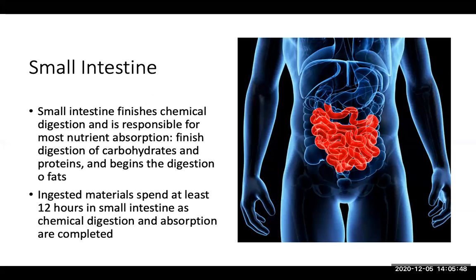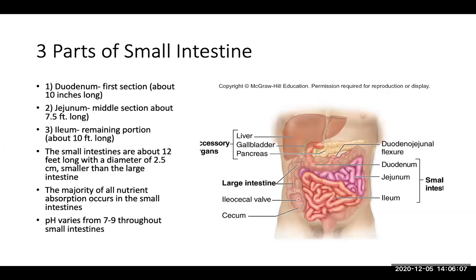The small intestine then finishes chemical digestion and is responsible for most nutrient absorption. It finishes digesting carbohydrates and proteins and will begin the digestion of fats. Ingested material spends at least 12 hours in the small intestine as chemical digestion and absorption are completed. There are 3 parts of the small intestine. The duodenum is the first section, the smallest section, the jejunum is the middle section, and then the ileum is the remaining longest portion. The ileum will connect with the large intestine via the ileocecal valve.